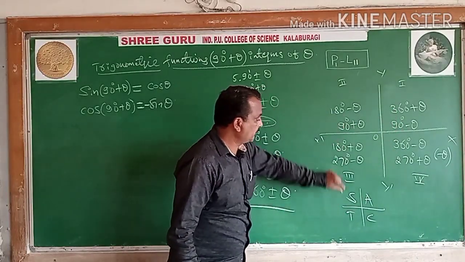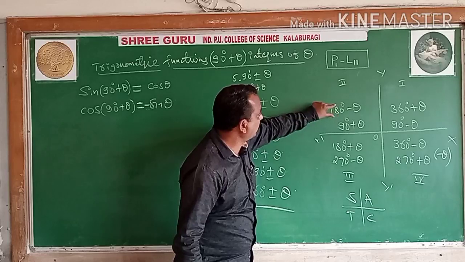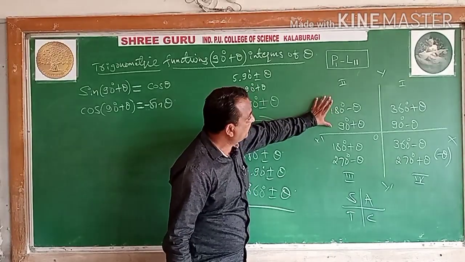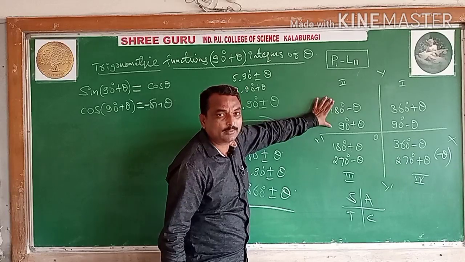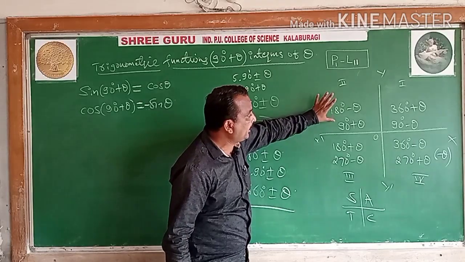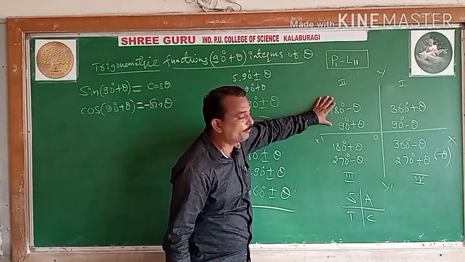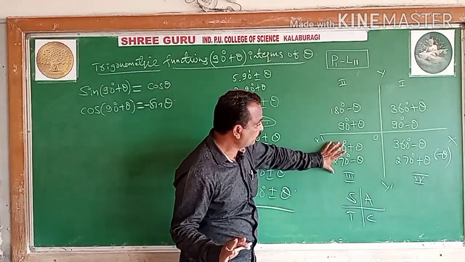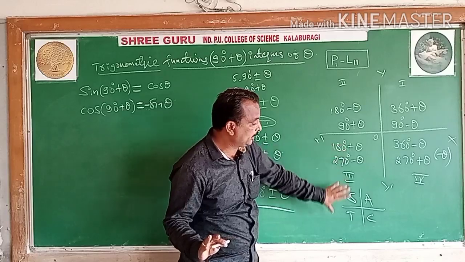When you are calculating the second quadrant angles, these two angles are second quadrant angles. When you are writing the trigonometric functions of these two angles, you should write positive only for sine and cosec. For the remaining functions you should write negatives. So 180 plus theta and 270 minus theta.